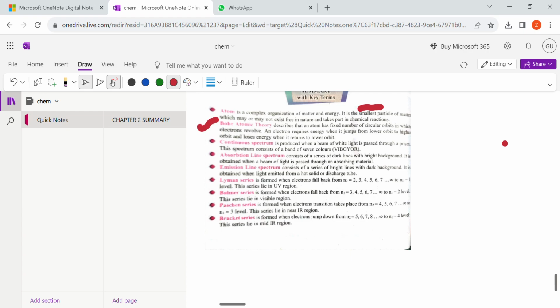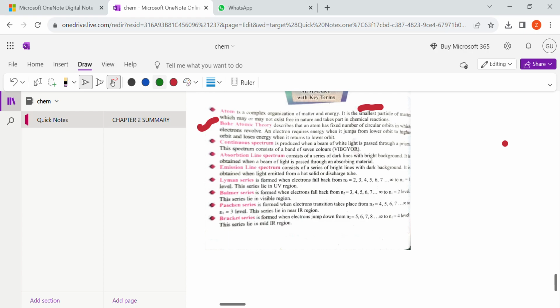Acha, in our book, the J.J. Thomson and Rutherford theories are not being defined, but in my videos we have done that. So first of all, Bohr atomic theory. Bohr atomic theory said that the atoms have a fixed number of circular orbits in which the electron revolves, and an electron jumps from higher to lower orbit. All right.